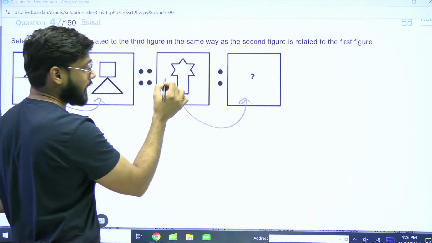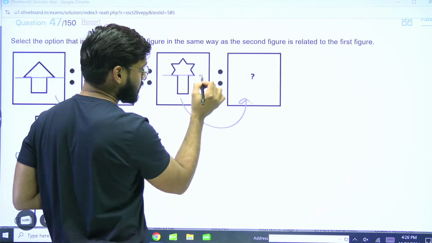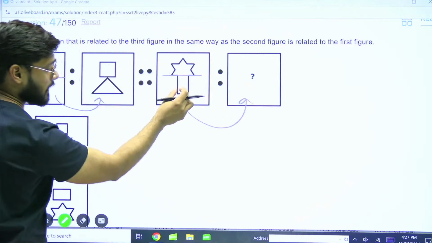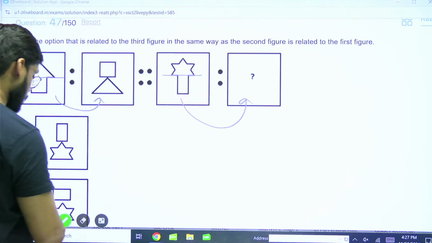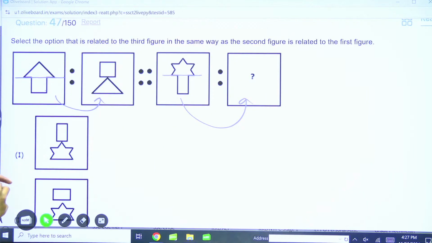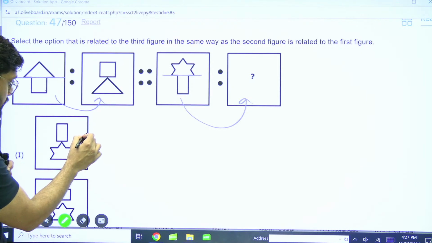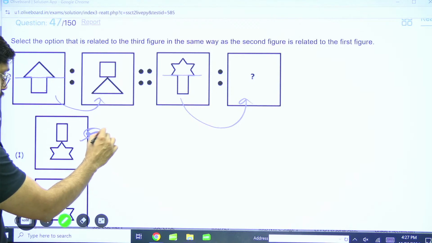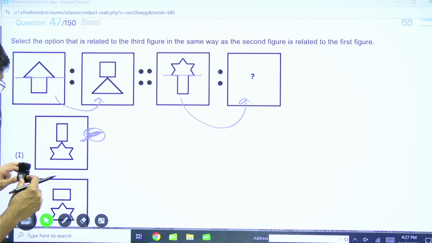Similarly, if I divide this image, this star should come at the bottom, and this part should come at the top. So which option is matching like this? I can say that one is quite similar. So let's keep a hold on this one. This is quite similar. Let's see the other options as well.